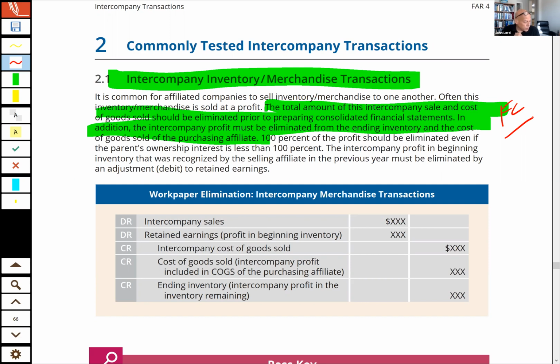So let's go ahead and take a look first at this journal entry, and let's flashcard that. And we've got intercompany sales. We're going to eliminate 100% of that.